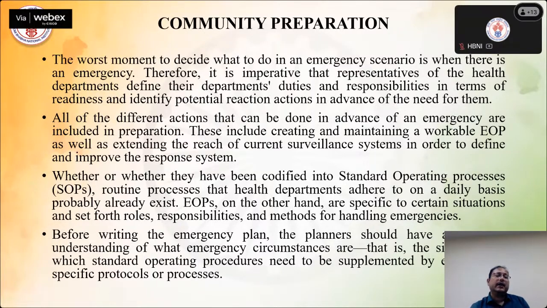That is why we are putting health departments' duties, responsibilities and effectiveness again and again. After the evacuation, the first thing is to give treatment, maybe first aid, but it is required that we train this in a proper and coordinated way. All of the different actions that can be done in advance of an emergency are included in preparation. These include creating and maintaining workable emergency operation procedures, as well as extending the reach of current surveillance systems in order to define and improve the response system. So all these parameters are quite related.